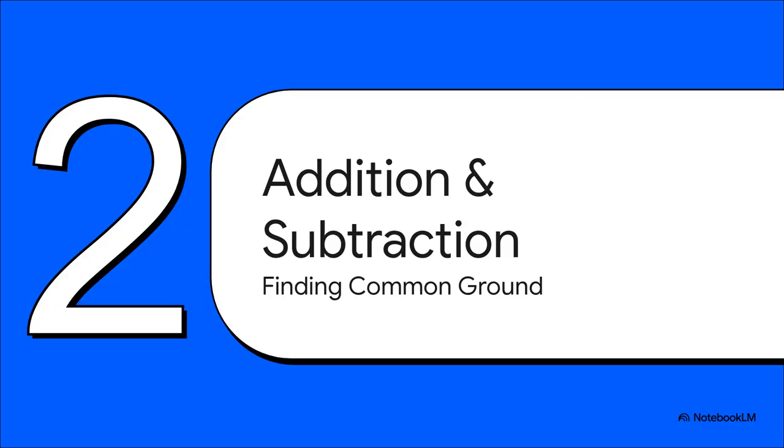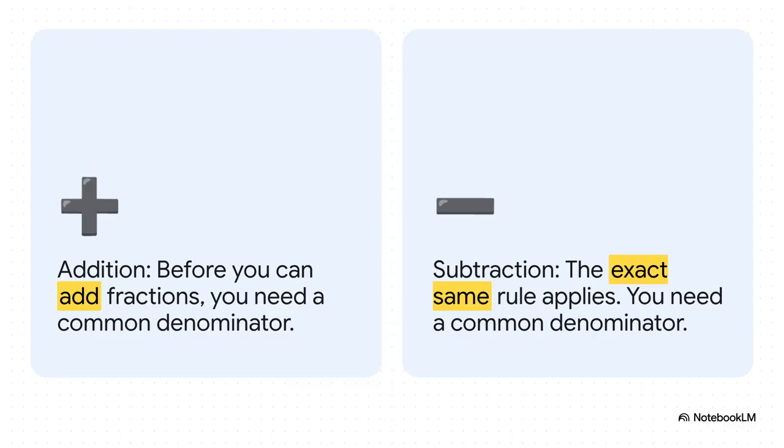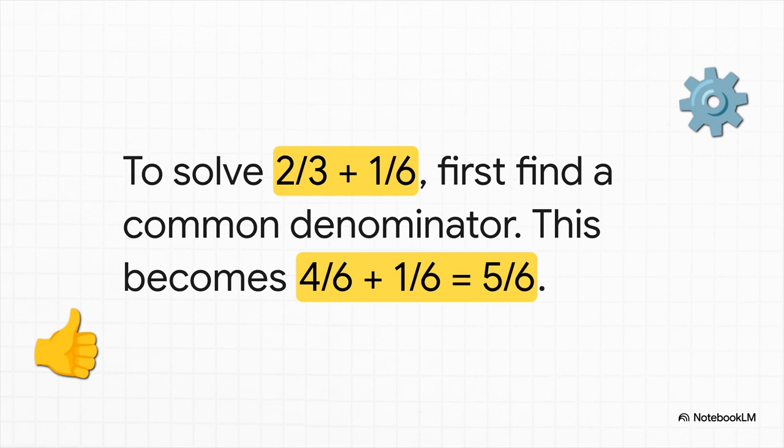So what's next? Well, we've got addition and subtraction, which have their own special requirement you have to deal with before you can even think about solving the problem. And here's the deal. It doesn't matter if you're adding or subtracting fractions, you just can't do anything until the bottom numbers, the denominators, are exactly the same. Think of it like this. You have to be working with pieces of the same sized pie.